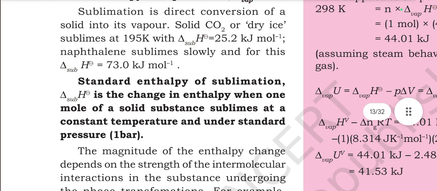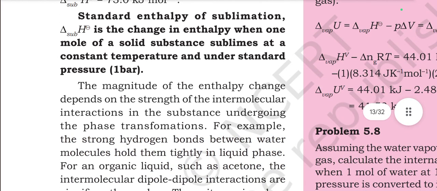Sublimation is direct conversion of a solid into its vapor. Solid CO2 or dry ice sublimates at 195 Kelvin. Naphthalene sublimates slowly. For this, standard enthalpy of sublimation is the change in the enthalpy when 1 mole of a solid substance sublimates at constant temperature and under standard pressure.